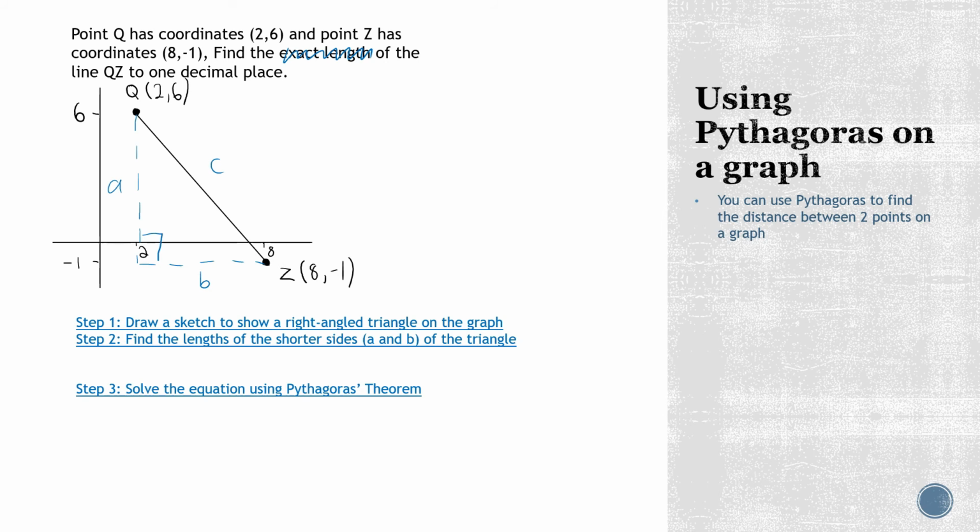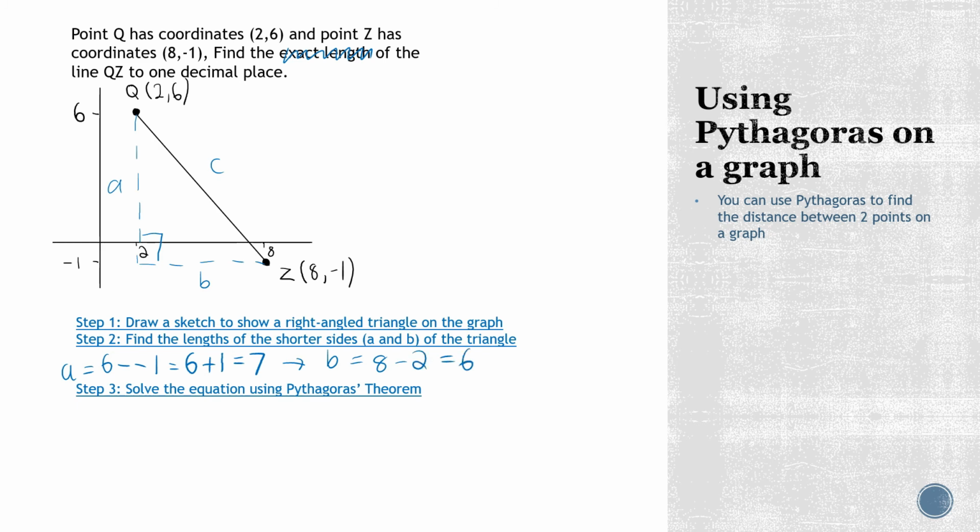So A equals 6 minus minus 1, which equals 6 plus 1, which equals 7. So A equals 7. And if we wanted to work out B, it would be 8 minus 2, because that's the difference between the x coordinates, which is 6.